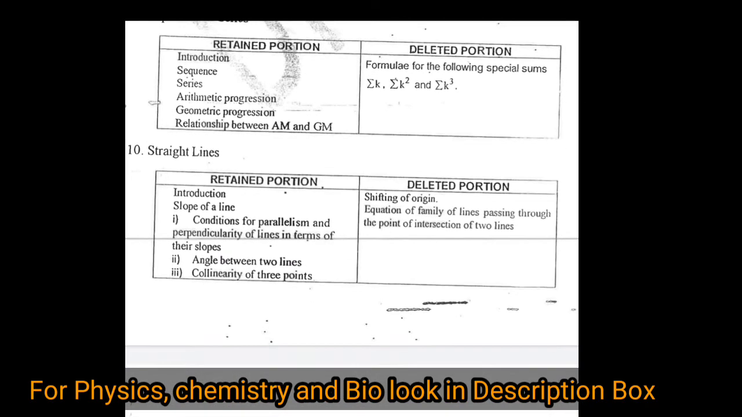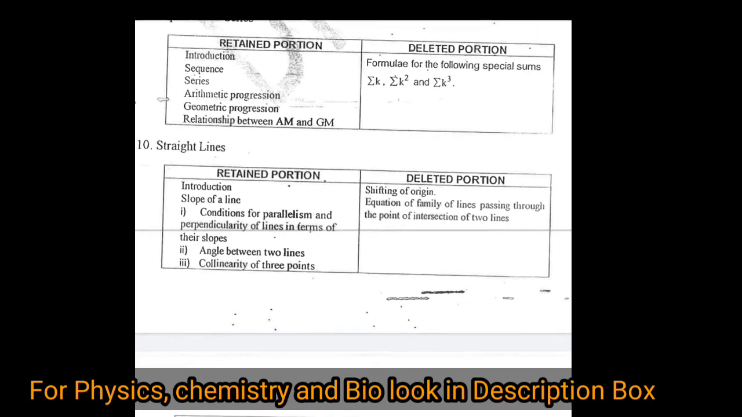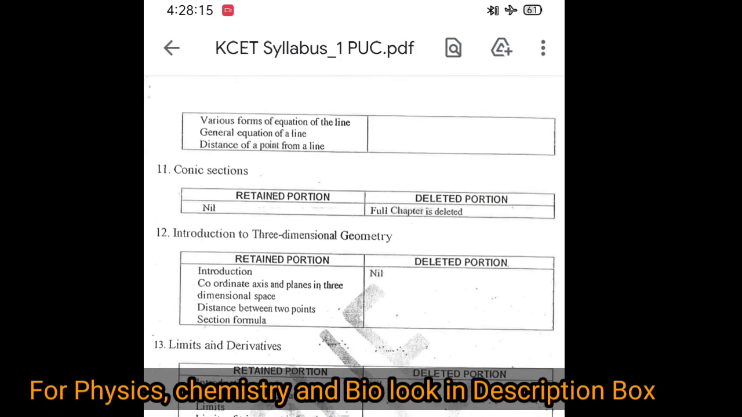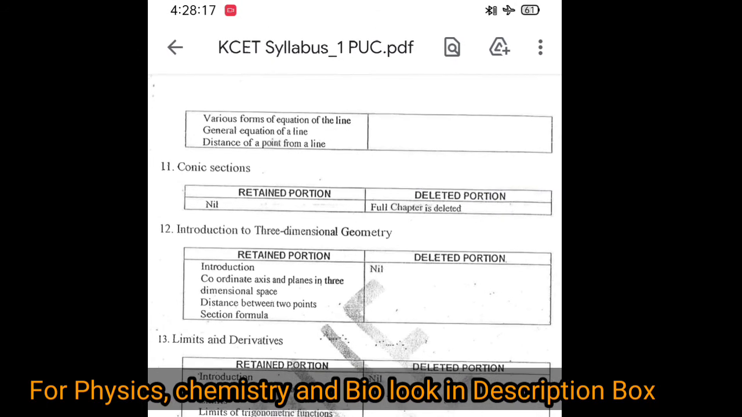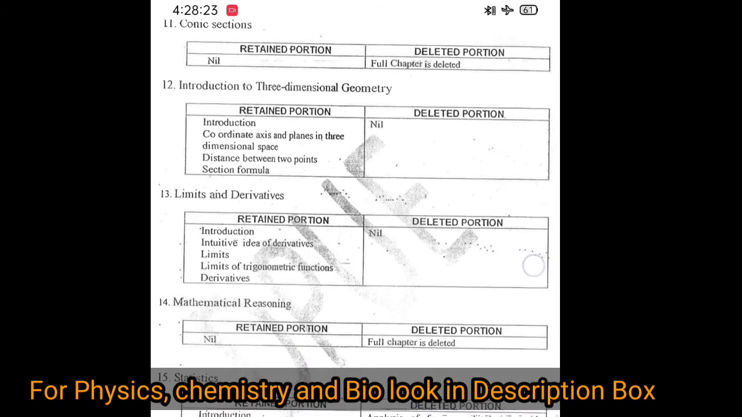Then straight line also. So equation of family of lines related information, no need to work out. Remaining content, everything is there. And also conic sections, I told very clearly, that full chapter is deleted. 3D geometry, nothing is deleted, and limits and derivatives also, nothing is deleted.